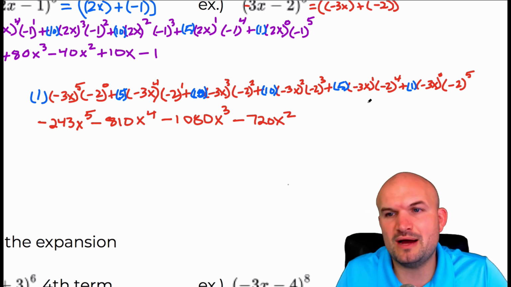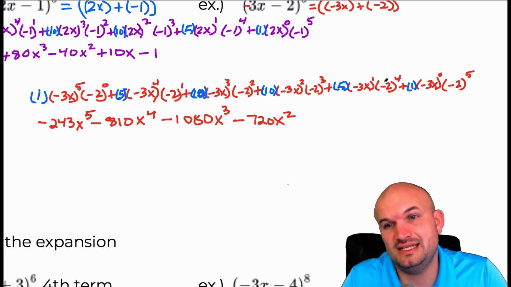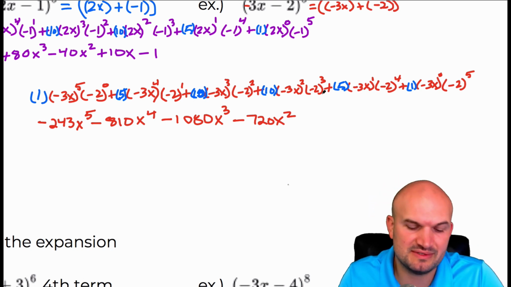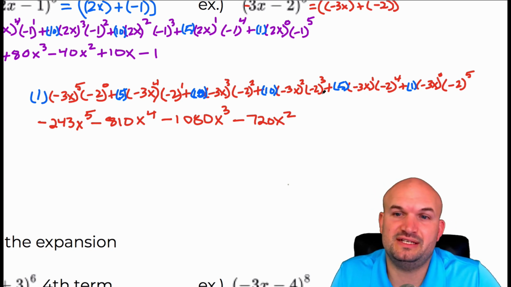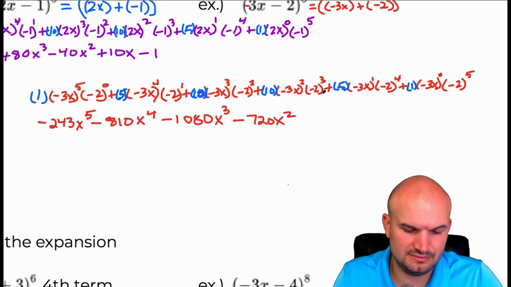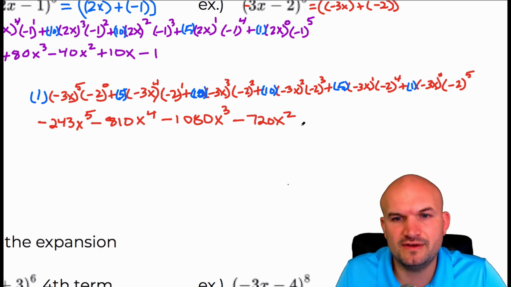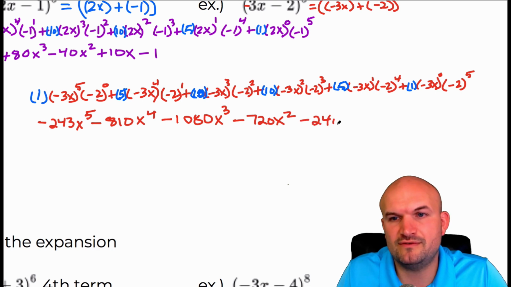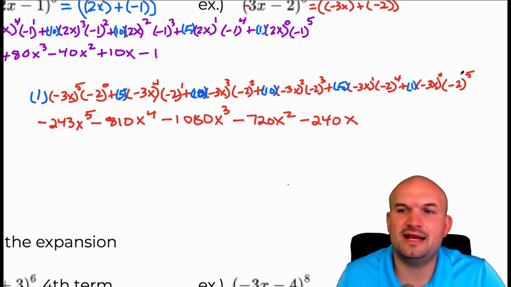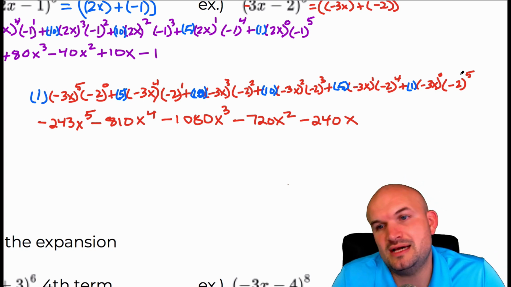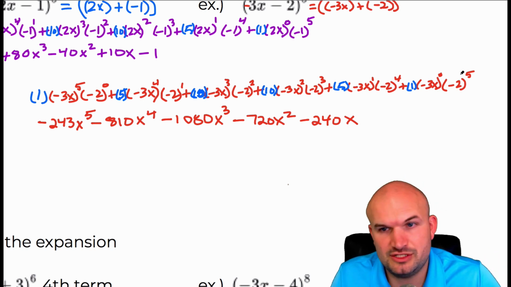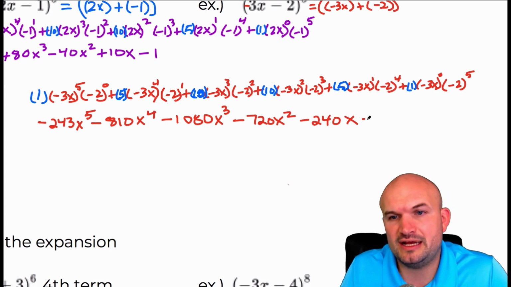Negative 2 to the 4th power is going to be a positive 16 times a negative 3 times 5 times negative 3, so it's negative 15 times positive 16. I don't know off the top of my head, but negative 240, which I probably should have. So that's going to be negative 240x. And then I have a negative 2 raised to the 5th power, so that's going to be negative 32 times a negative 3 to the 0, so that's just 1. So therefore, that just ends up being a negative 32.